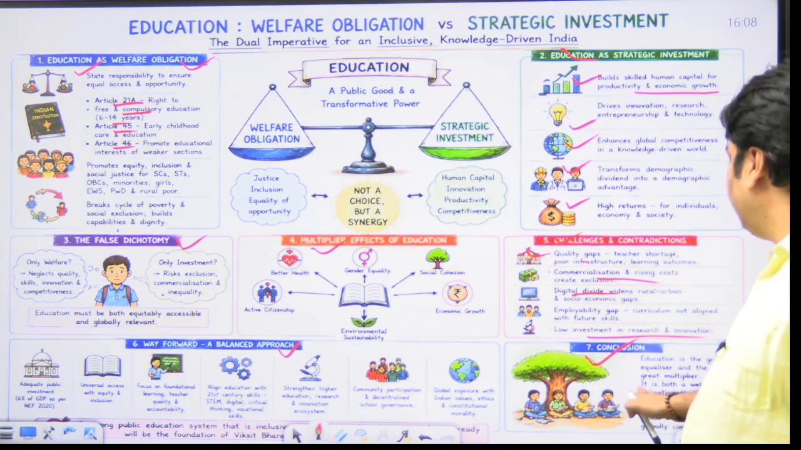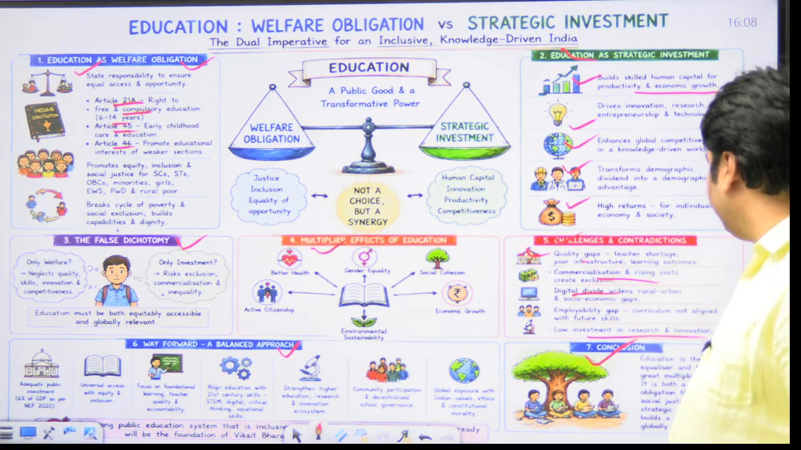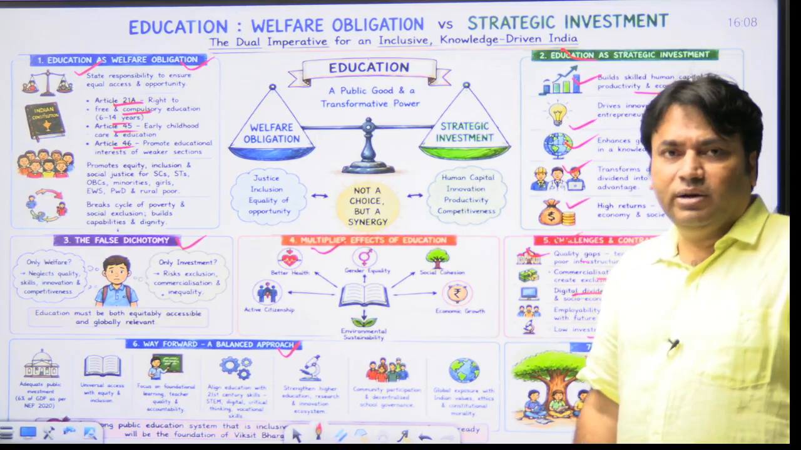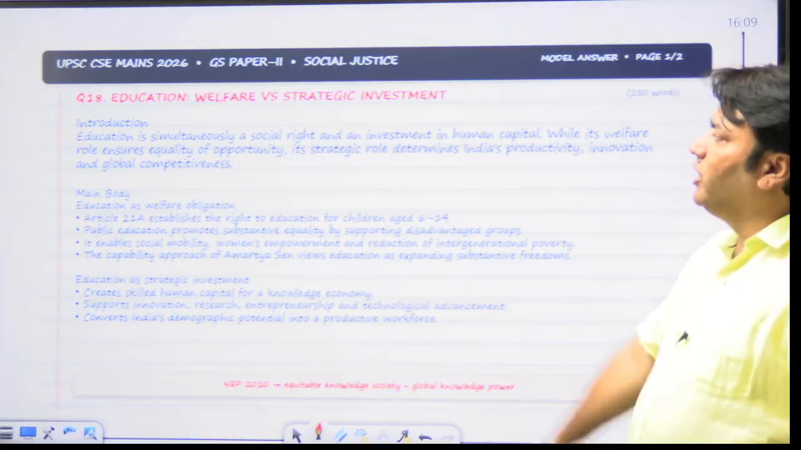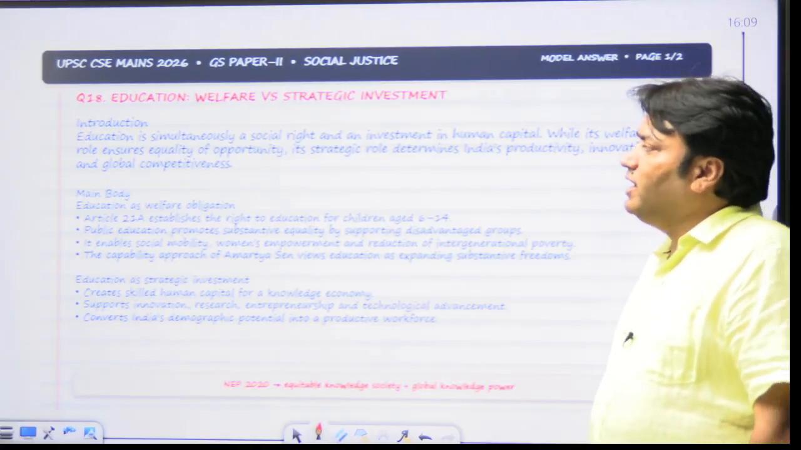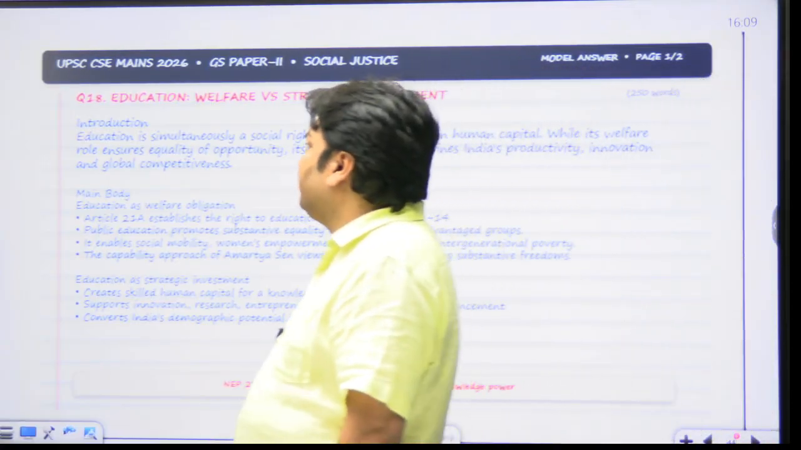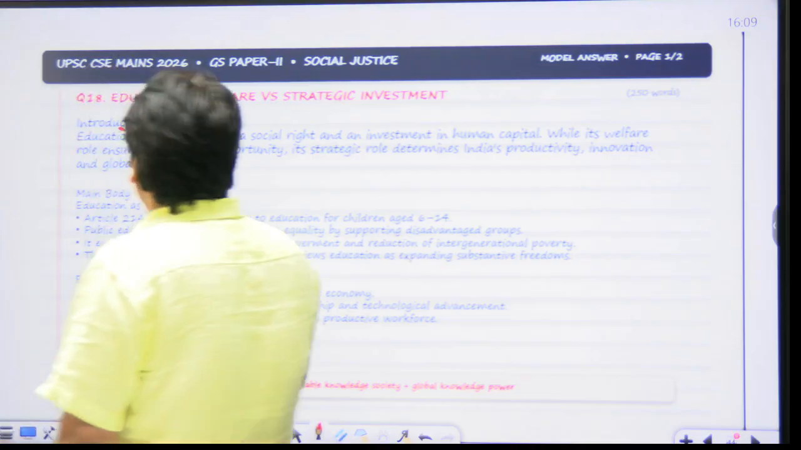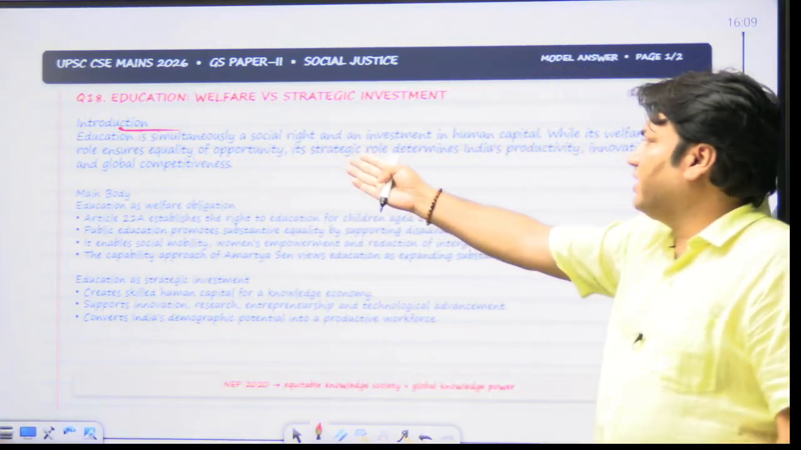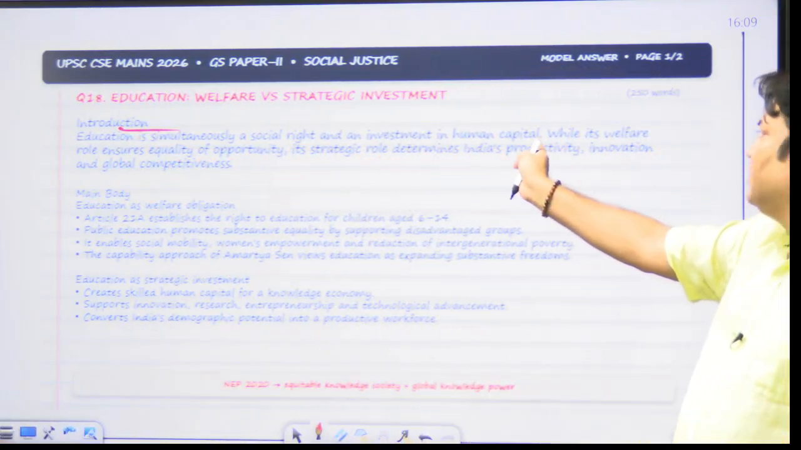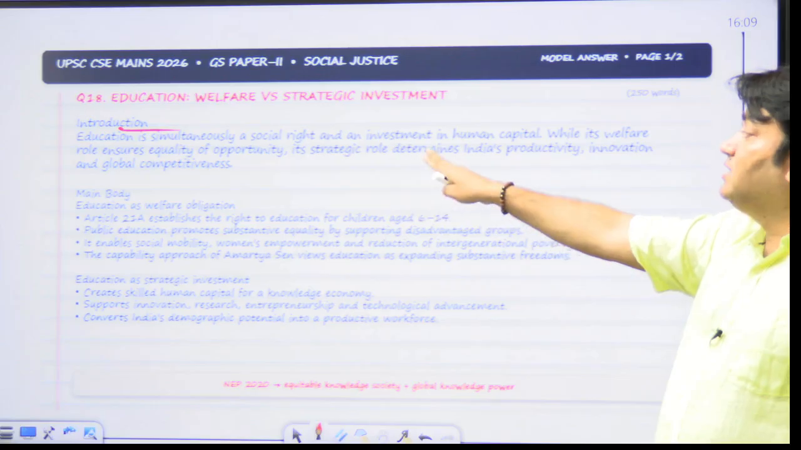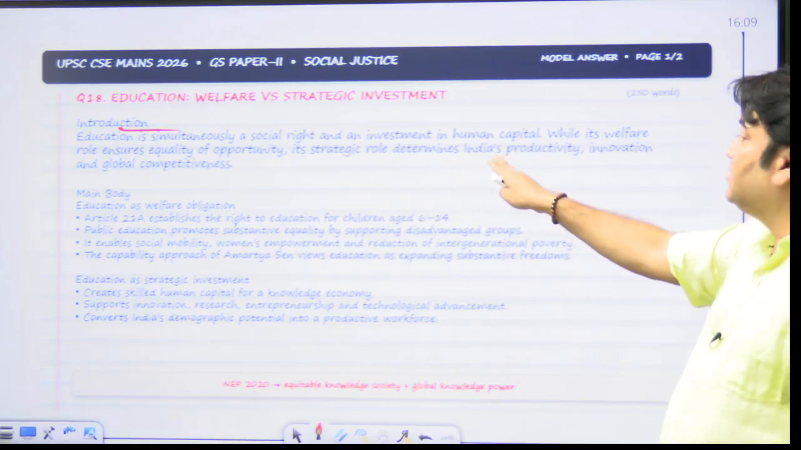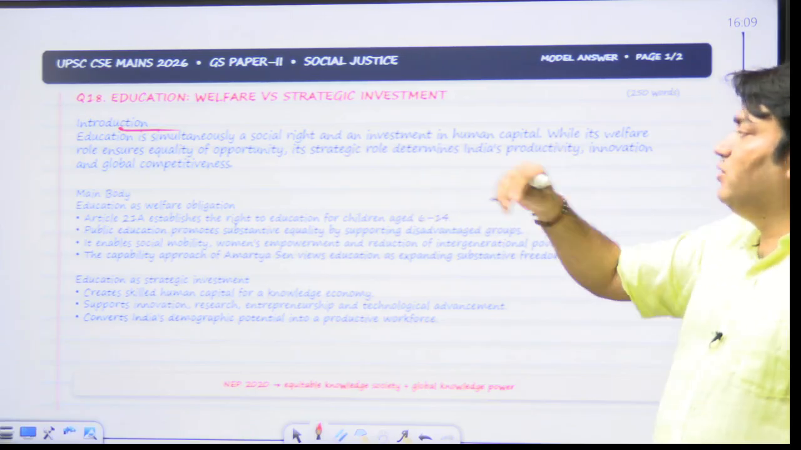It is both a welfare obligation that ensures social justice and a strategic investment that builds a knowledge-driven and globally competitive India. Now, if you want to write the answer in introduction, body and conclusion model, you can write the answer of this question like this. In the introduction, you can write that education is simultaneously a social right and an investment in human capital, while its welfare role ensures equality of opportunity.